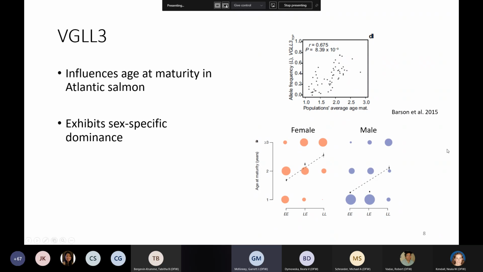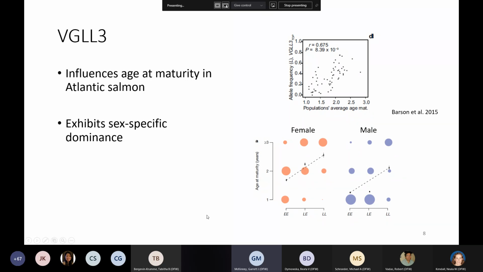So for VGLL3, these plots are from Barson et al., who initially made the discovery that VGLL3 and six6 were associated with age at maturity in Atlantic salmon. And there were two alleles, an early and a late allele. And you can see on this plot the average age at maturity for a population is highly correlated with the frequency of the late allele.